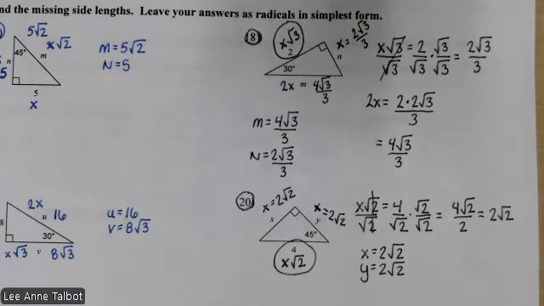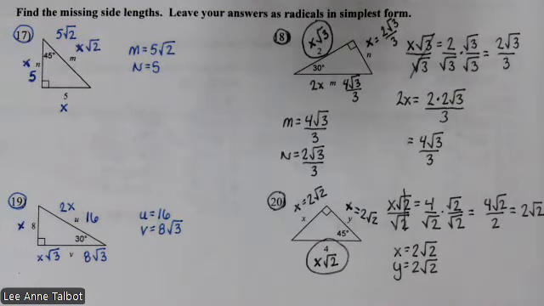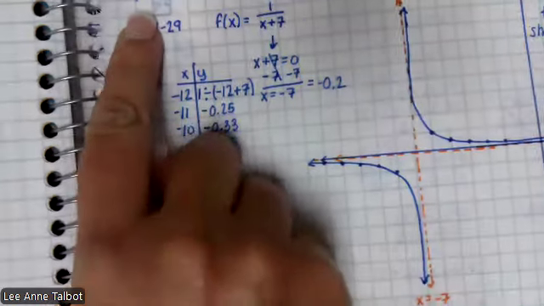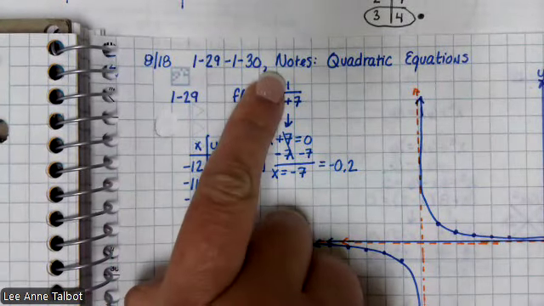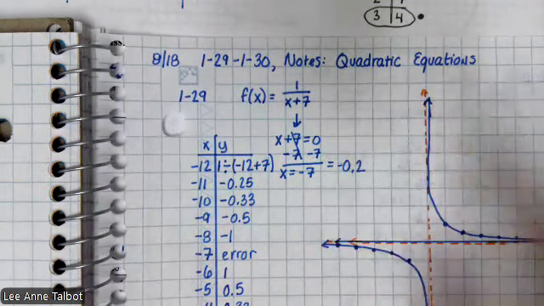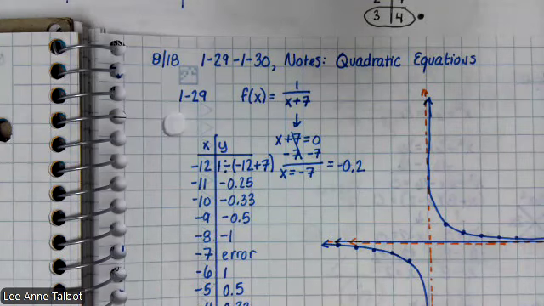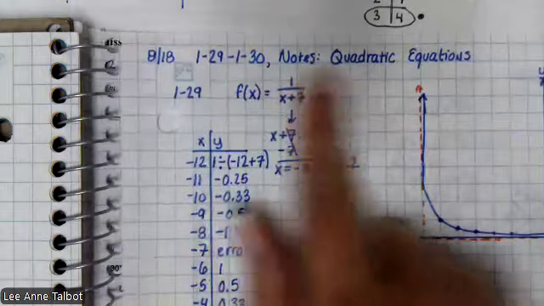Now we are moving on to completing the square. So what I need you to do is go back in your notebook to August 18th, where you have the notes for 1-29 to 1-30 notes quadratic equations. Yeah, if you can't find it, just start it on a new page. It's not a big deal. But this is what you're looking for.